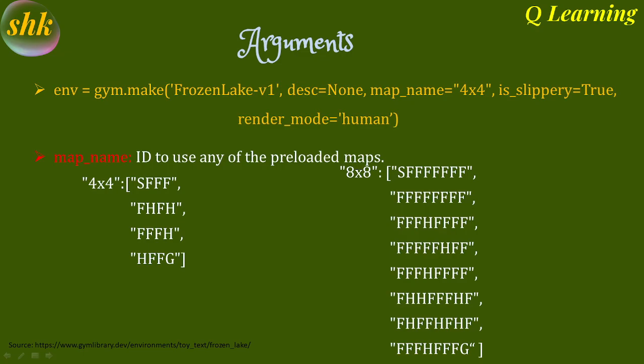The next argument we have is map_name. This map_name is used to preload maps. For 4 cross 4, the map is start, frozen, frozen, frozen, till hole, frozen, frozen, goal. If it is 8 cross 8, this is the preloaded map.